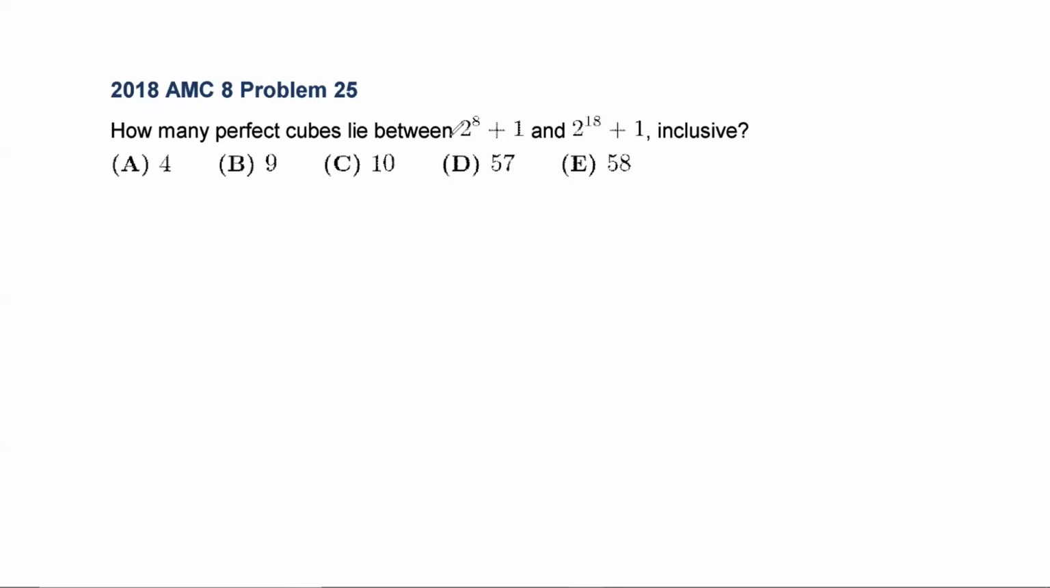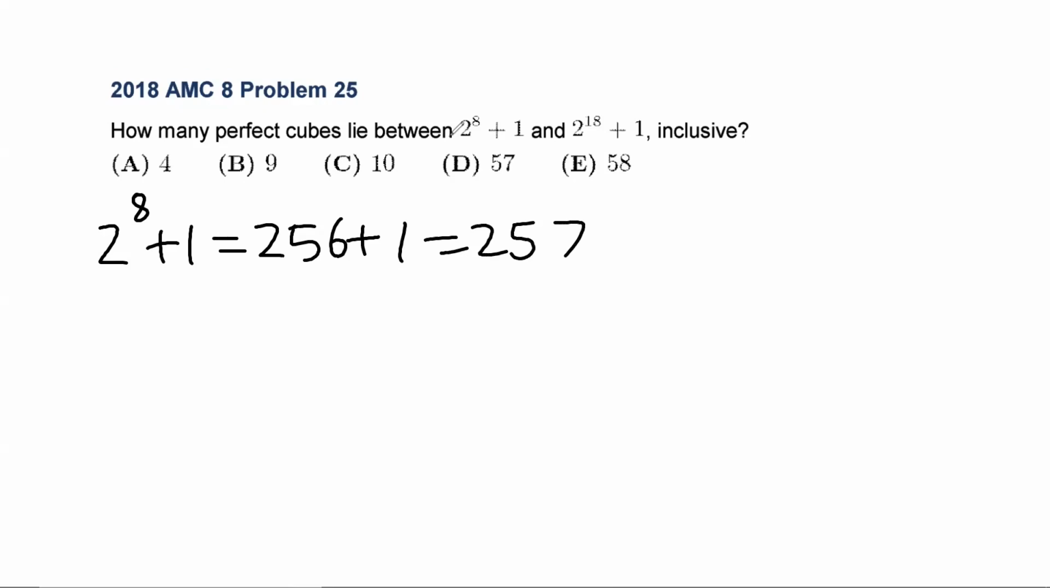Okay, so let us go ahead and get started here. So you'll notice that 2 to the 8th plus 1 is actually equal to 2 to the 8, plus 1. Can anybody tell me what 2 to the 8 is? Okay, good. So 2 to the 8 is 256. So 256 plus 1 is equal to 257. And can anybody tell me what 2 to the 18th is? Just kidding, don't do that. Okay, so 257.